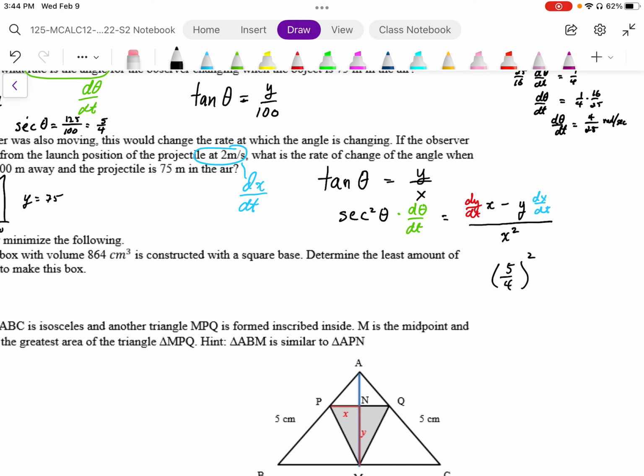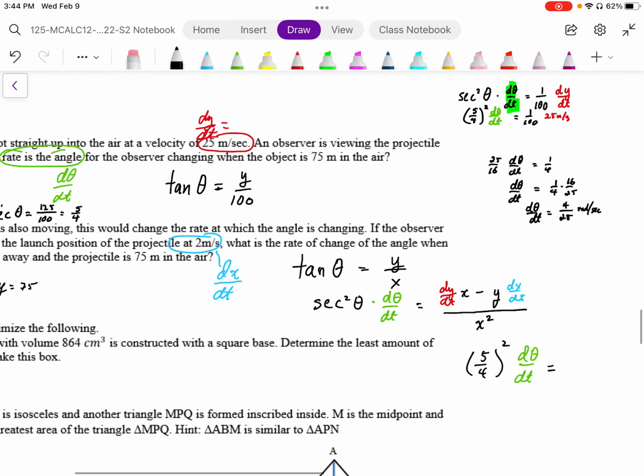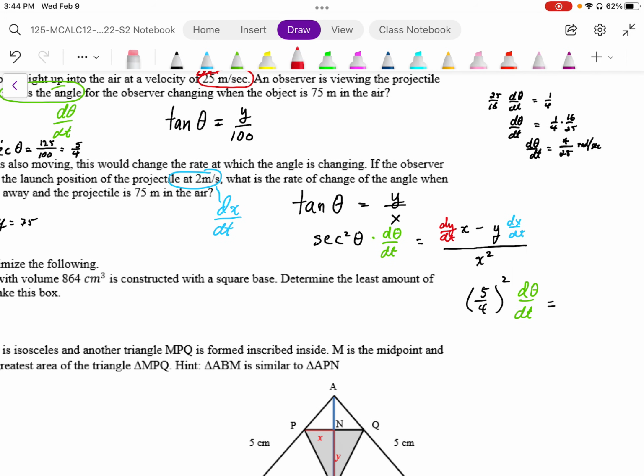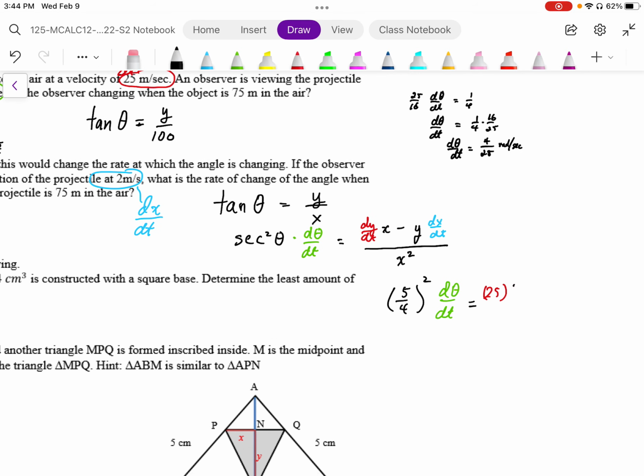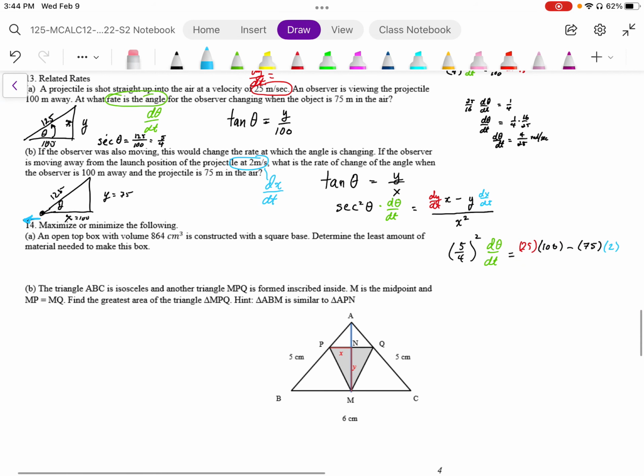So I get secant squared. I'm solving for d theta by dt, so I'm just going to leave that as d theta by dt. I'm going to start plugging in some values here. dy by dt, I established as 25 meters per second. So this is going to be 25. The x position we have at 100. So I'm going to plug in the x value at 100, minus the y value, which was 75 in this problem. And the dx by dt is going to be positive 2 meters per second. It's positive because it's increasing. I'm moving away from the projectile.